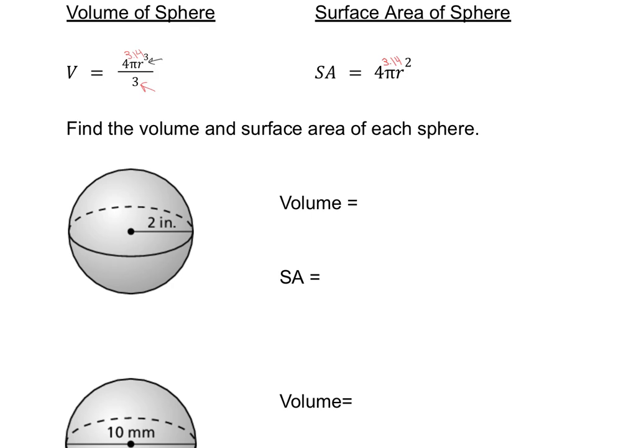So we have our volume of this sphere, or this ball, that has a 2-inch radius. So our radius in this case is 2. So we are just going to look at our formula, and our volume is going to be 4 times pi times our radius cubed, which is going to be 2 cubed. And all of that is going to be divided by 3.